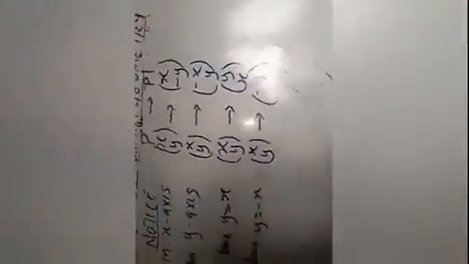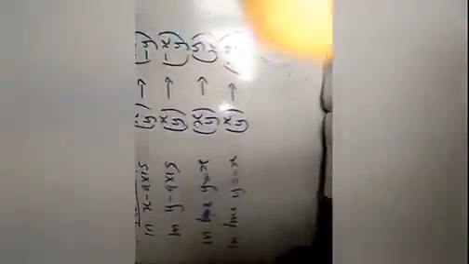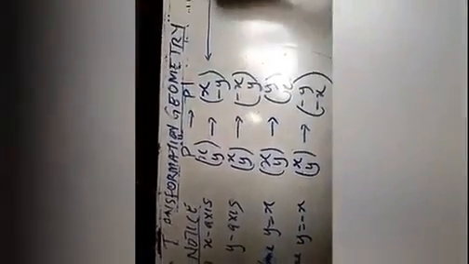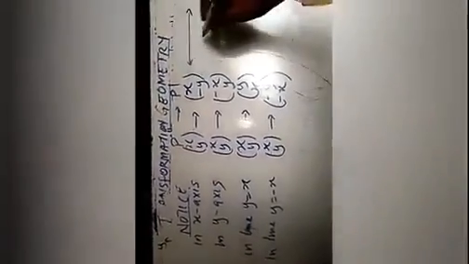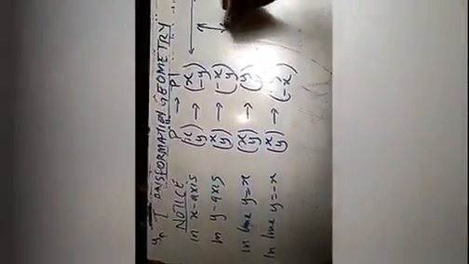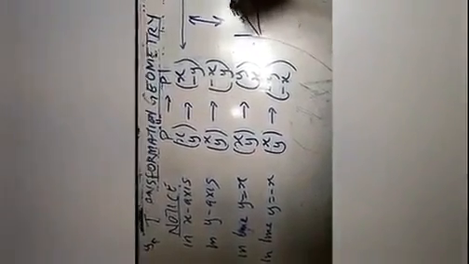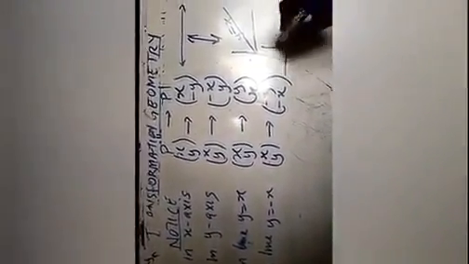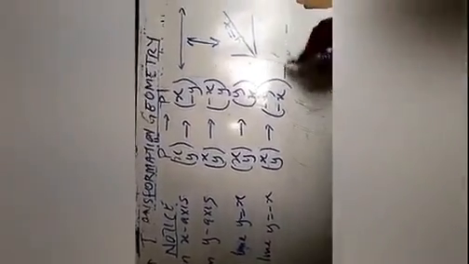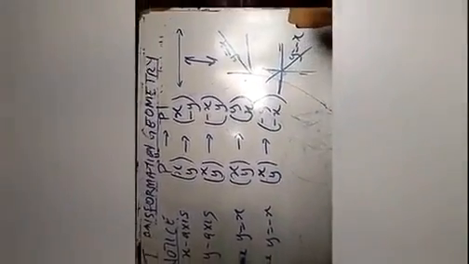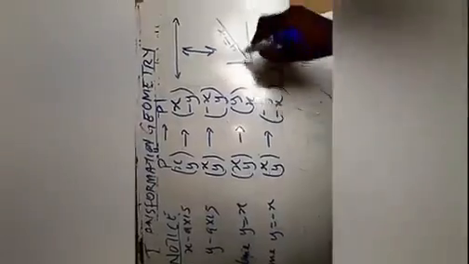Now, this is a summary of what you have in reflection to your x-axis, to your y-axis, to y equals x, and to y equals minus x. This for this, this for this, this for this, and this for this.